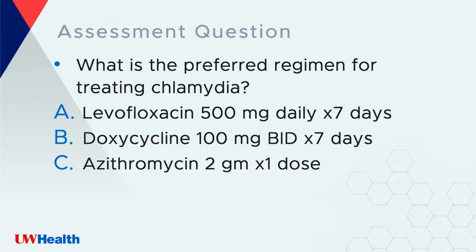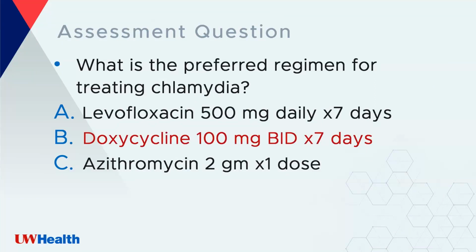So our first assessment question today: what is the preferred regimen for treating chlamydia? A, levofloxacin 500 milligrams daily for 7 days. B, doxycycline 100 milligrams twice a day for 7 days. Or C, azithromycin 2 grams times 1 dose.